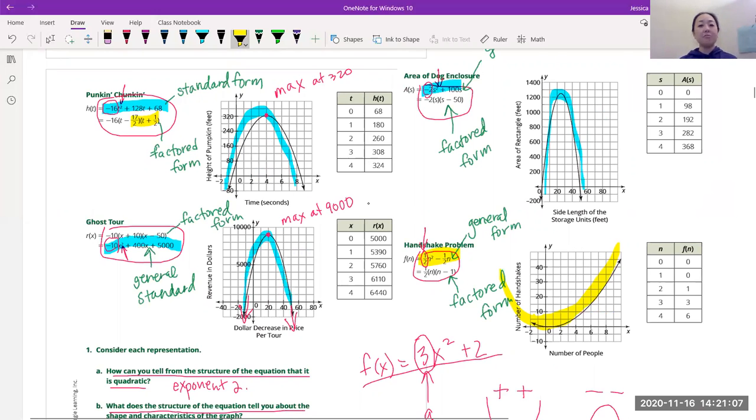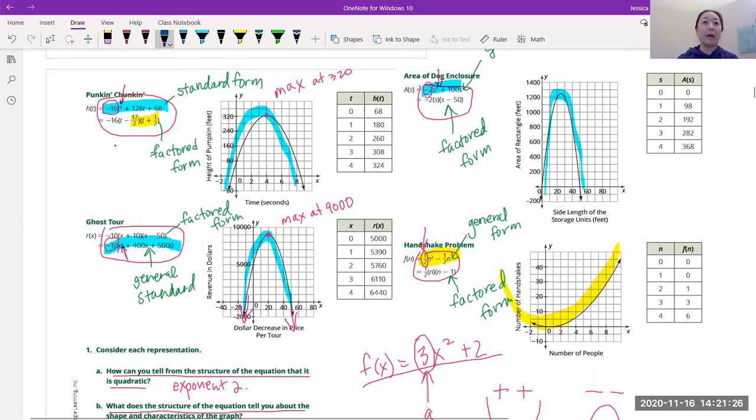And we're like, okay, what do you notice? How do you know? Okay, and we noticed that there was all quadratics, right? All parabolas, right? That's what we call these curvy thingies, parabolas. But the question was, well, okay, the first question is, how can you tell from the structure of the equation that it's a quadratic?